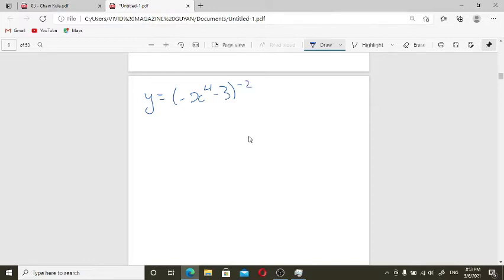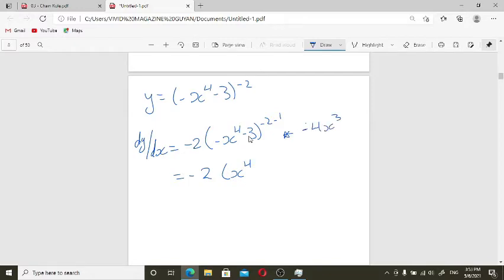Yeah, these ones you could run through, no lie. Like, you can literally just run through this out to the front. Minus 2 minus x to the fourth minus 3 minus 2 minus 1. That's a simple remainder. So minus 2 x to the 4. Oh shoot, what did I do? Inside. Minus 4x cubed.